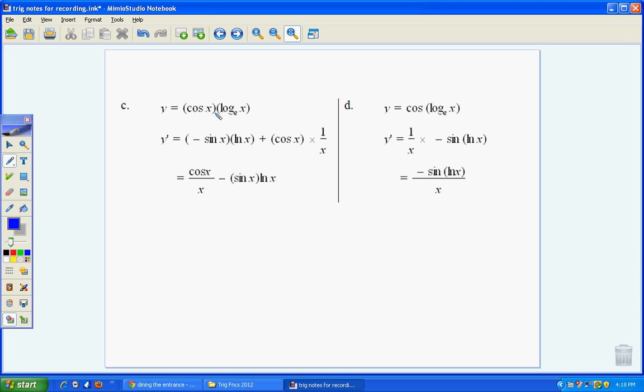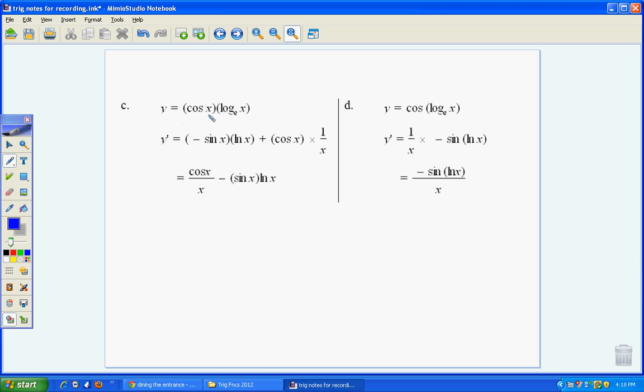Again, this one's the derivative of the function times the function. So the derivative of cos x is minus sine times log of x, and then cos of x times the derivative of log of x, which is 1 on x. Because it's negative there, we might write it as minus sine x log x, and the cos x over x can be written in front because it's positive. But product rule there.